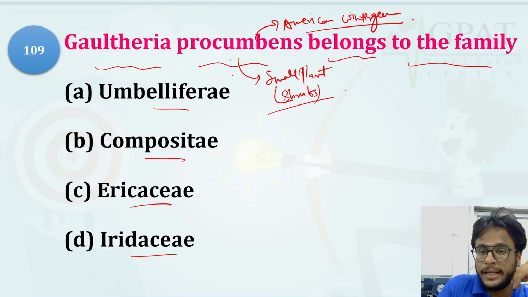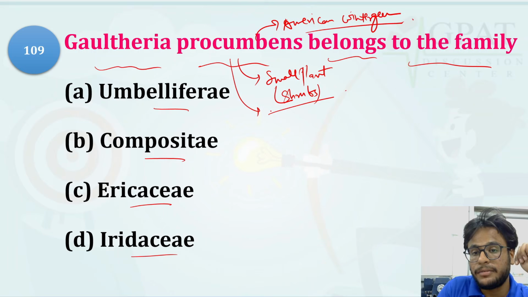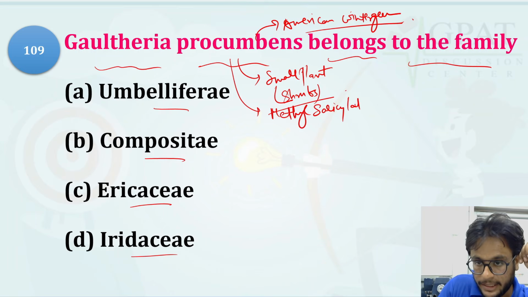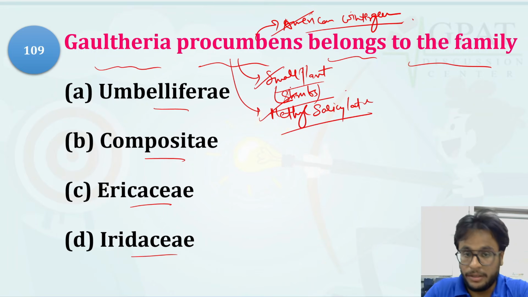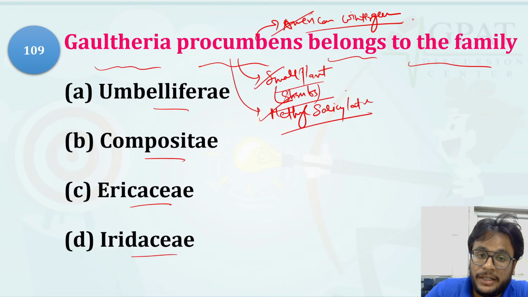American wintergreen. And the main chemical constituent that is being isolated from that plant is mainly methyl salicylate. So these are all the important things that are related to that particular plant and can be asked to you in a question or different exams again.